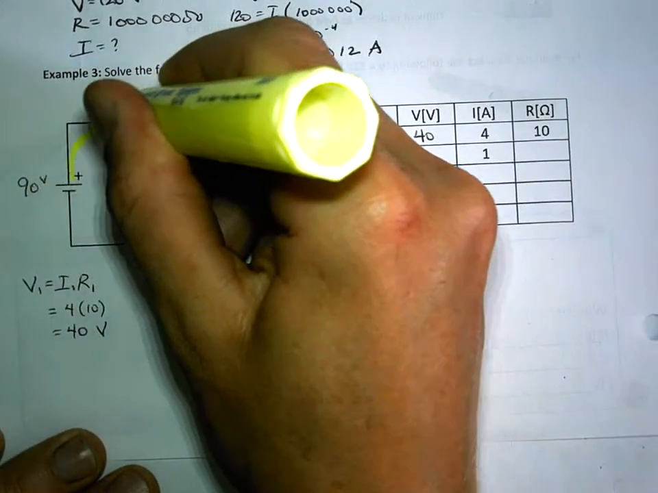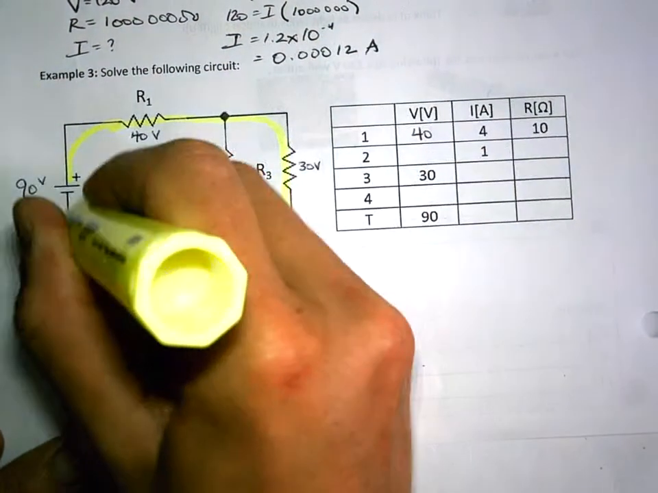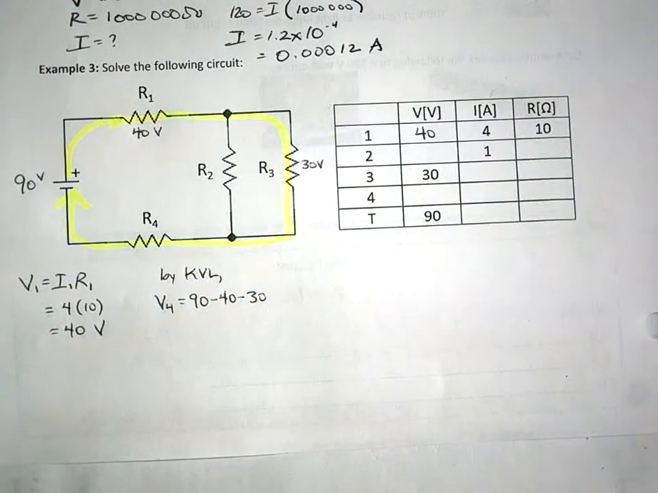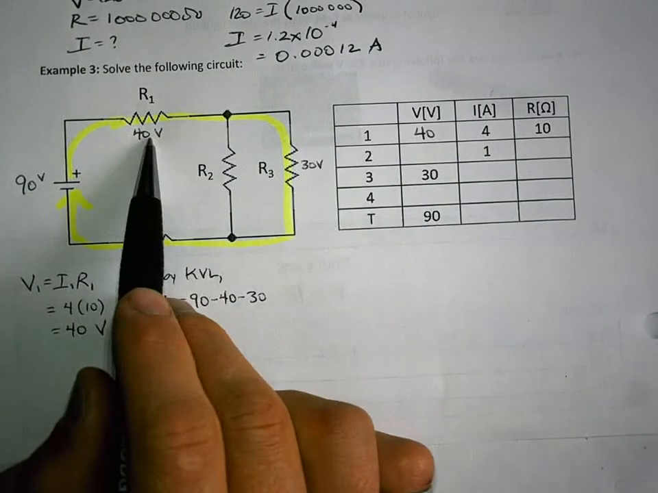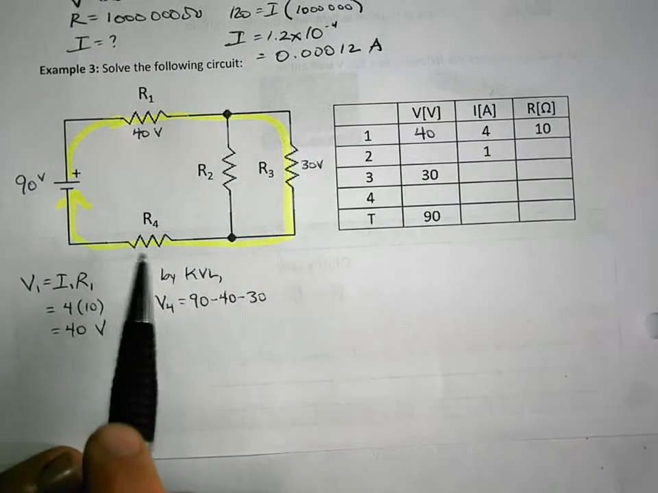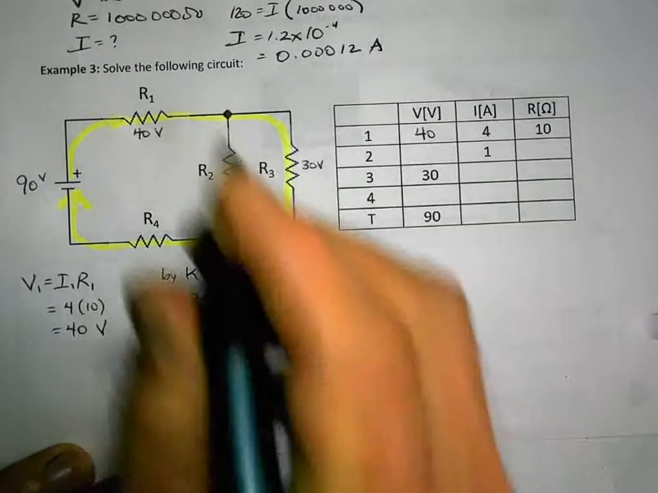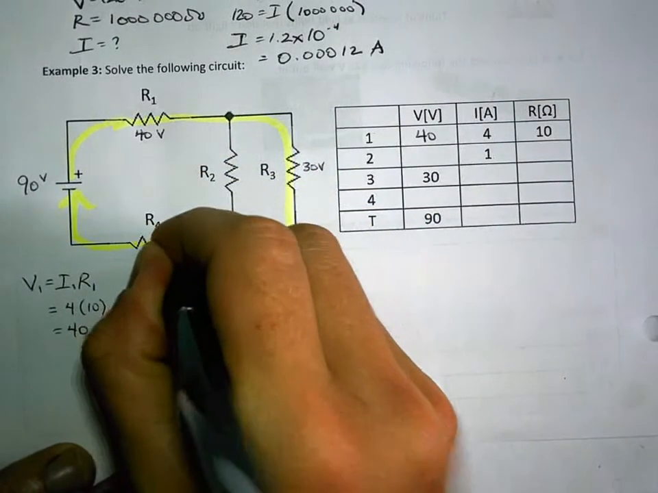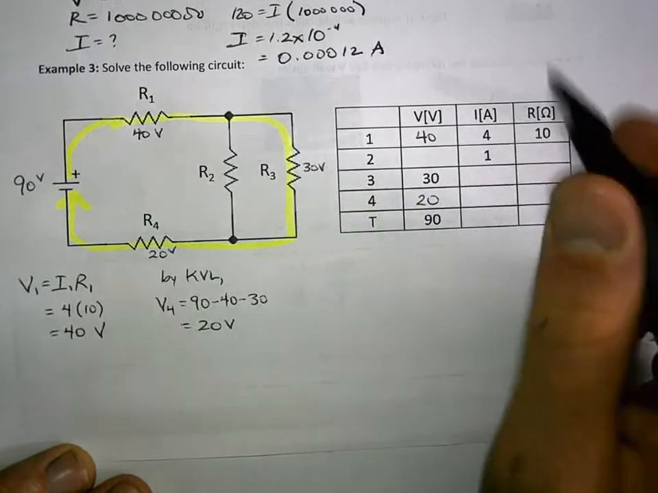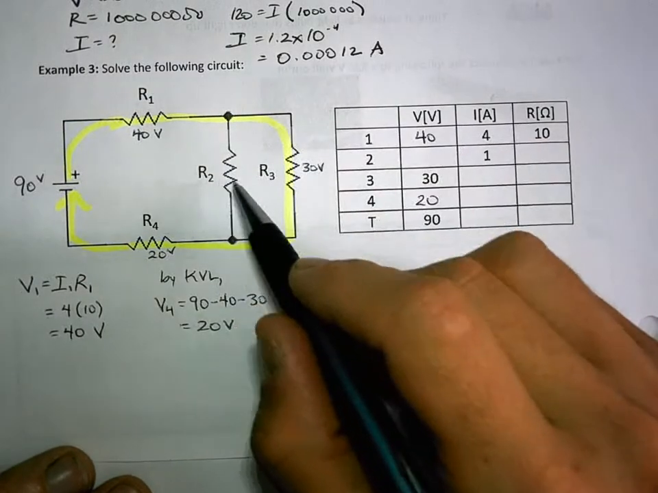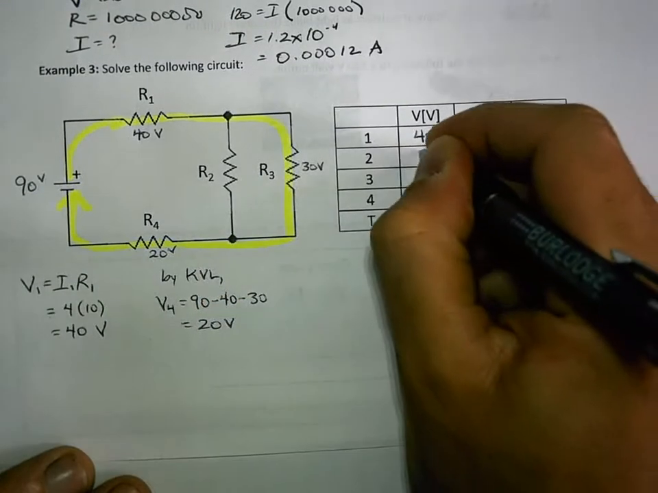If you want to see that as a loop, so we have 90 volts we start with, we spend 40, we spend 30, we spend the remainder here. What is that remainder? It's 20 volts. So this is 20 volts. And we can write that into my table here. What about V2? Well, I could do another loop, or I can remember that because these are parallel, they have to be the same.